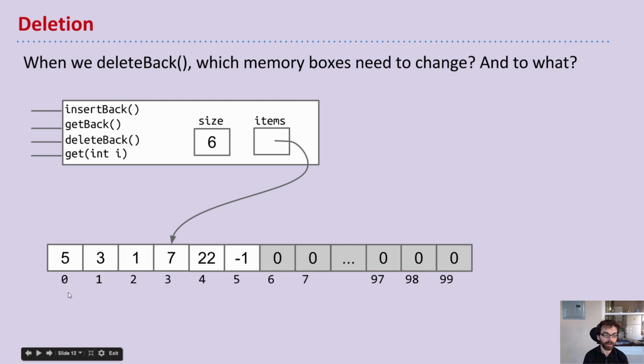So the question is, which of these memory boxes do you need to change? We have size, which is a 32-bit box. We have items, which is a 64-bit address box that points at this thing. We have all of these int boxes, all 100 of them. Which ones do we need to change? How many? And what should we change them to?